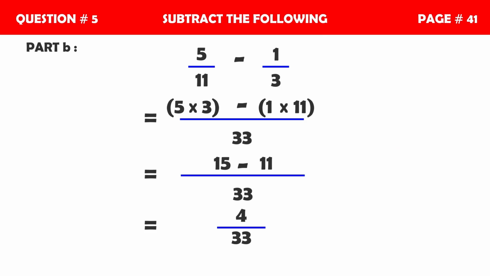So this is the complete solution of part B with all steps. Let's revise the steps. In the first step, we found the common denominator for both fractions. In step 2, we converted the numerators by multiplying. Then we did the subtraction of numerators. And in the last step, we simplify the fraction in lowest term if possible.